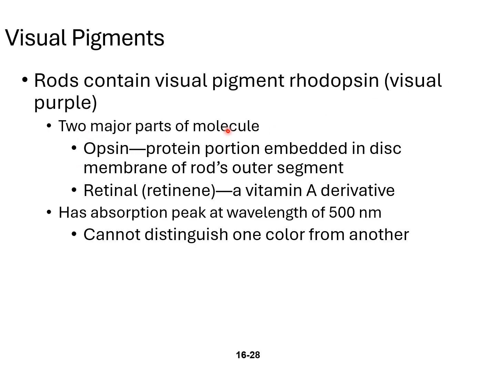There are two major parts of the molecule. There's the opsin, which is the protein portion embedded in the disc membrane of the outer segment, and the retinol or retinal, the vitamin A derivative, and it has an absorption peak at a wavelength of 400 nanometers. It cannot distinguish one color from another. If you remember, the lower end of our vision was around 400, 450, so this is at the lowest end of our vision and our wavelengths. It's all because this one protein only becomes activated or changes when this photon of light, or this wavelength of light, comes in.